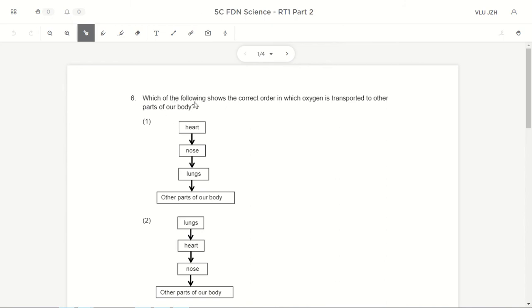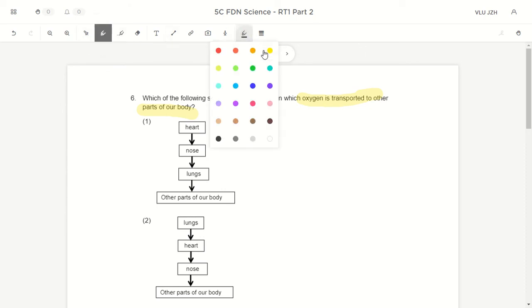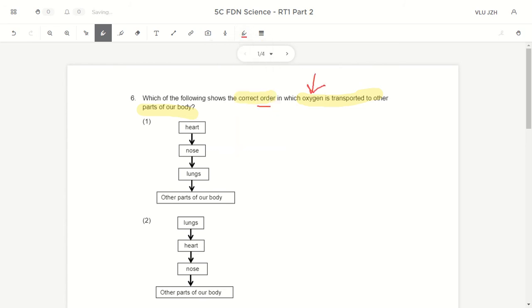Which of the following shows the correct order in which oxygen is transported to other parts of our body? The keyword here is oxygen, and the correct order. Order means which one comes first, which one comes next. So let's look at each of them and see.